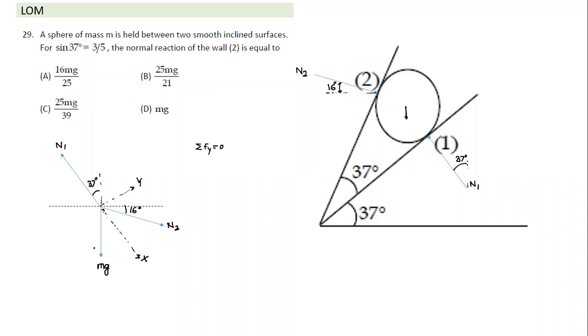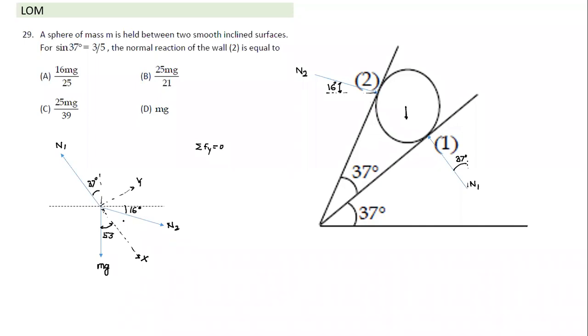Now, to write the components, all I need to know is this angle here. What is this angle? This angle is 37, so this angle is 53. So what is the component of mg along the y direction? It will be equal to mg sin 53. What is the component of N2?